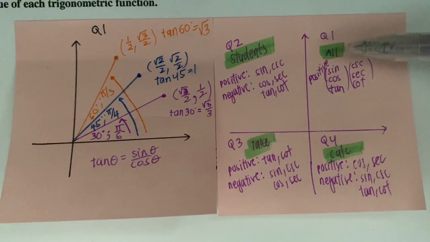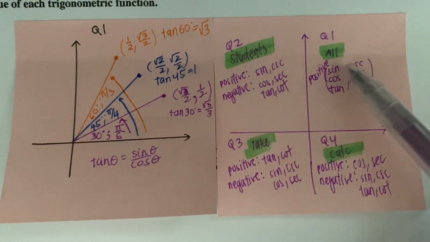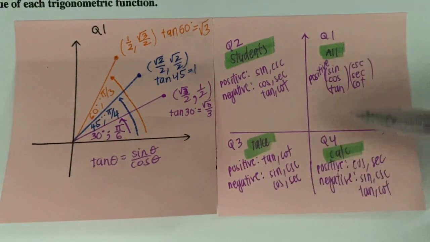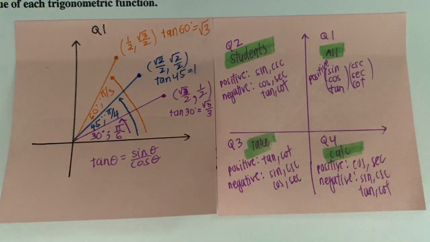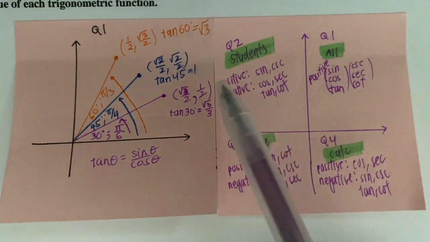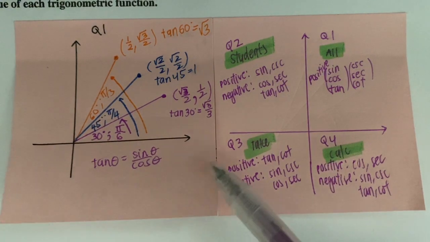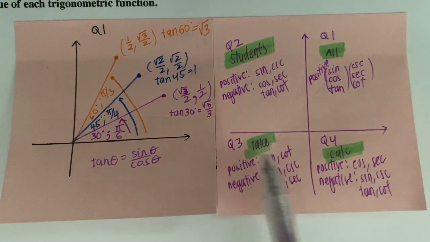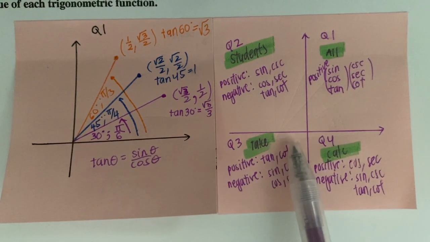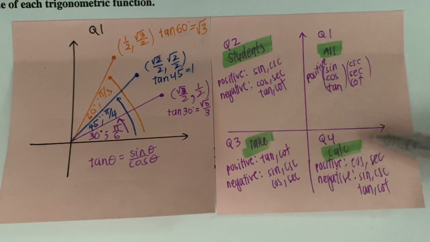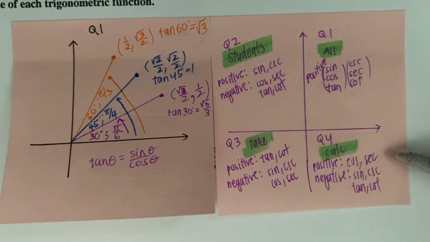So A tells us that in quadrant 1, all of the trigonometric functions are positive. We go counterclockwise, so be careful of that. Next is S, students. That tells us that sine and its reciprocal cosecant are positive in the second quadrant. Take tells us that in the third quadrant, tangent and its reciprocal cotangent are positive. And Calc tells us that in the fourth quadrant, cosine and secant are positive.